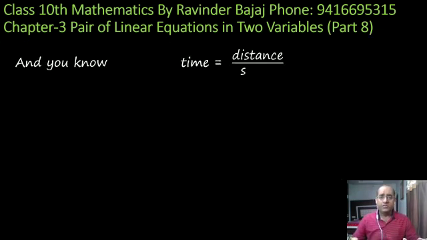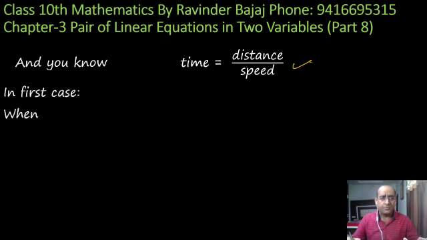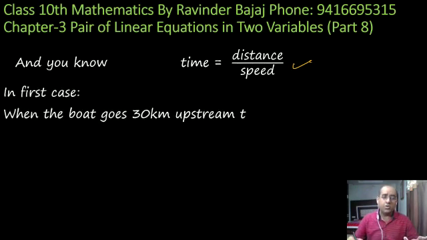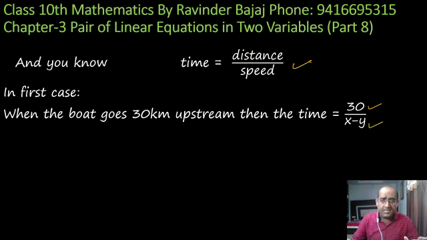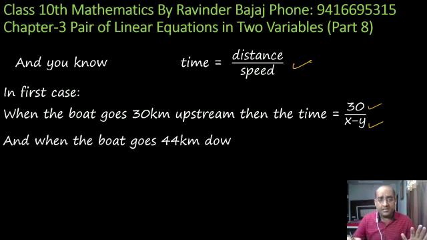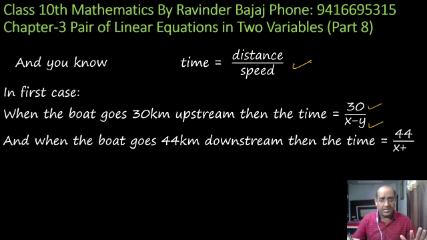And you already know time is equal to distance upon speed. You have already done this formula. Now in the first case, when the boat goes 30 kilometer upstream, the total distance covered is 30, and the upstream speed is, you already know, x minus y. So this is the time taken by the boat. Time is equal to distance upon speed. And when it is going downstream, 44 kilometer downstream, then the time is equal to 44, that is distance, upon x plus y, that is speed.